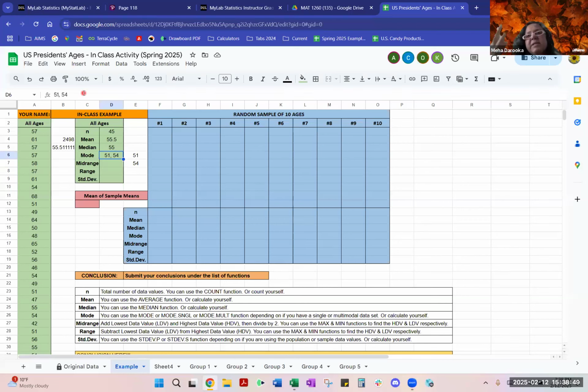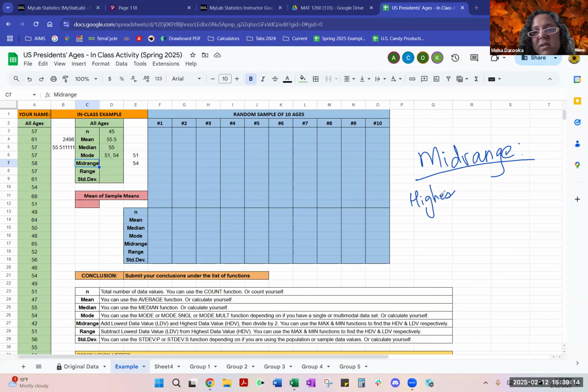So these were the 3 calculations, guys, that we did from the textbook. But now you will notice there is another calculation over here called mid-range, which your textbook doesn't talk about, but it is a measure of central tendency. So let me talk about how we calculate the mid-range. The mid-range calculation is where you take your highest data value and to that you add your lowest data value.